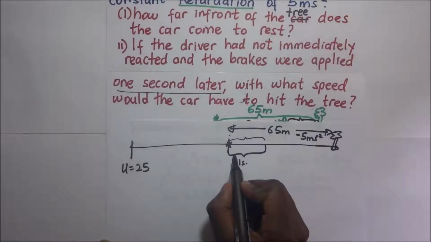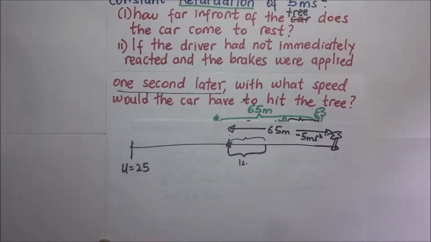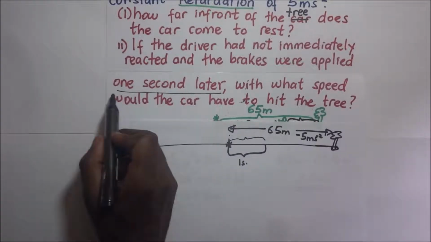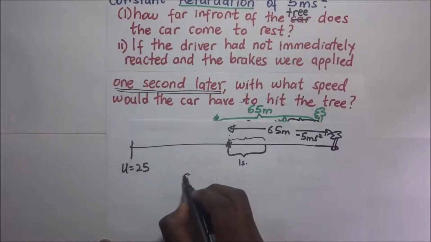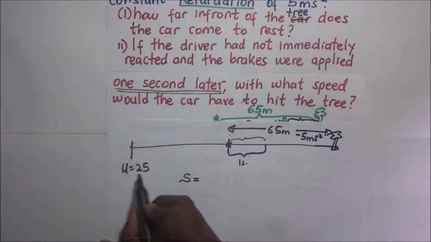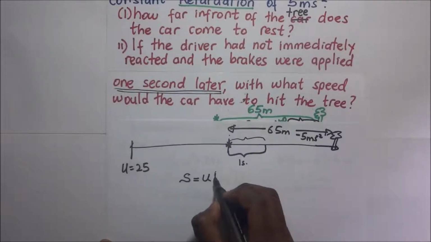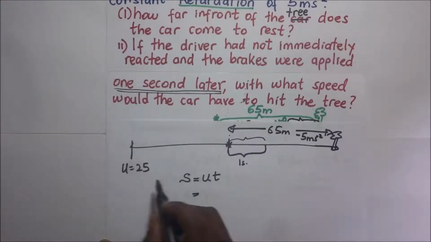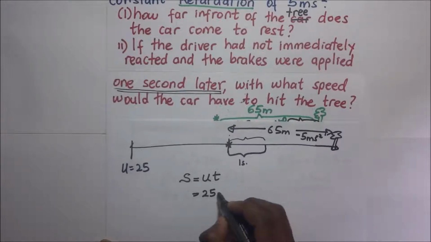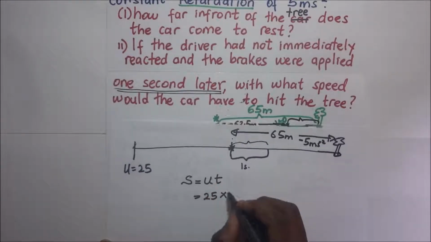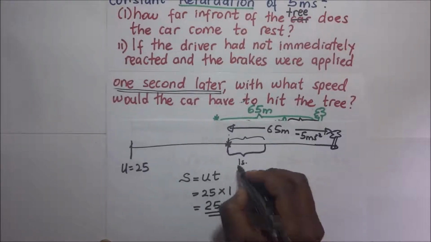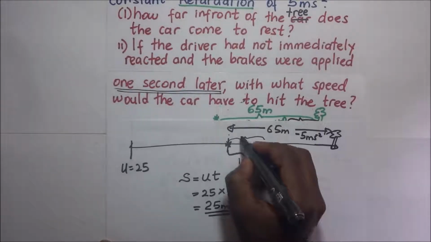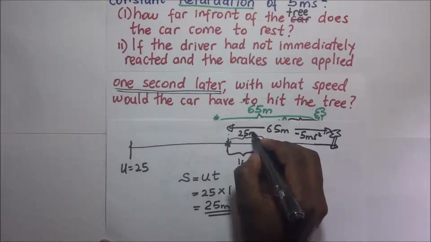So to be able to find that extra distance he covers in that 1 second when he delays to apply the brakes, that distance, which we shall denote as s, is going to be the speed, which is u, times the time. The speed with which he is moving is 25 meters per second. Multiply that by the time, which is 1 second. So it means that he moves 25 meters. So right here he moves an extra distance of 25 meters.